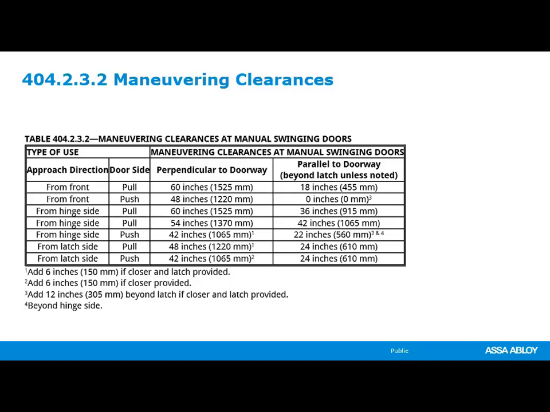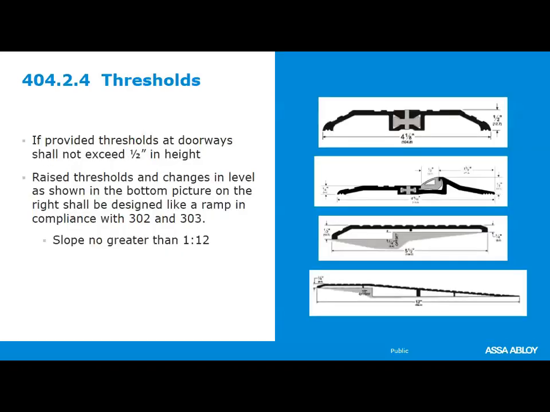And what I want to point out on this slide is you need to add 6 inches if there's a closer and latch provided, or add 6 inches for a closer, or 12 inches beyond the latch if a closer and latch is provided in certain instances. You can see the footnotes. So the hardware that you have on the door makes the door a little harder to maneuver, and that's why you need to add extra room for the clearances.